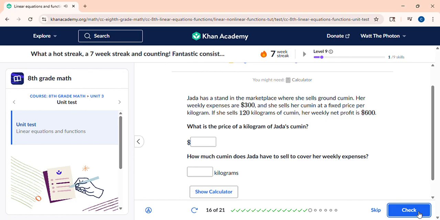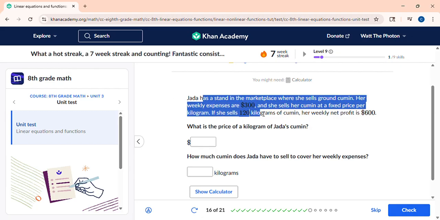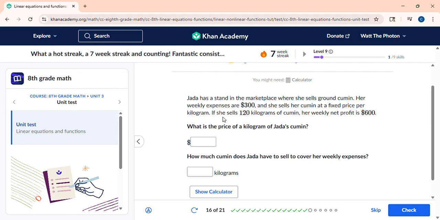Jada has a stand in the marketplace where she sells cumin. Her weekly expenses are 300 euros, and she sells cumin at a fixed price per kilogram. If she sells 200 kilograms of cumin, her net profit is $600. What's the price of cumin? Her net revenue. That's a typo. It should be net revenue.